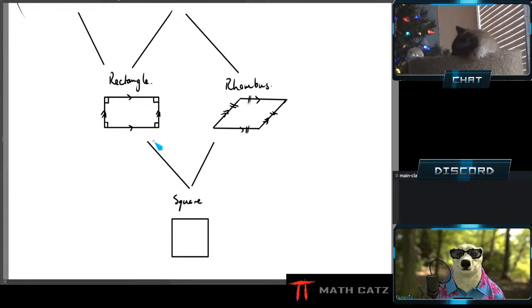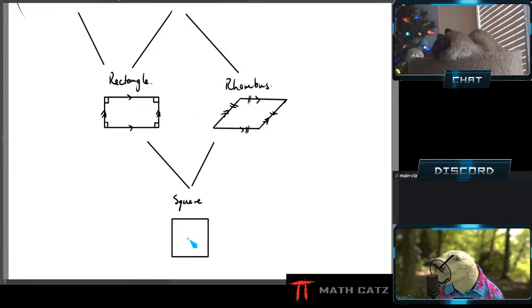I can go via a rectangle and then say it's a rectangle with all sides being equal, because the rectangle has fixed the angles already. Or I can go via the rhombus, which has all the sides equal already, and say that a square is a rhombus with all angles being the same. In each path, I get the square. So the rectangle and the rhombus overlap in the square. A square is a special rectangle, a square is a special rhombus.